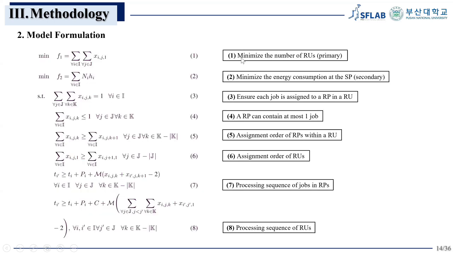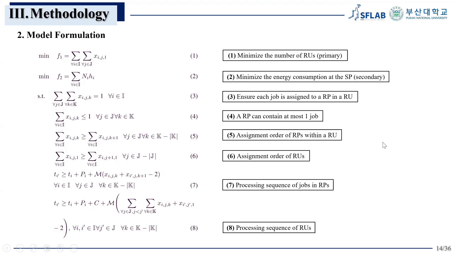The MLP model is as follows. The first objective is to minimize the number of rolling units. The second objective is to minimize the energy consumption of the jobs, which is calculated based on the heating time multiplied by the number of slabs in the job.